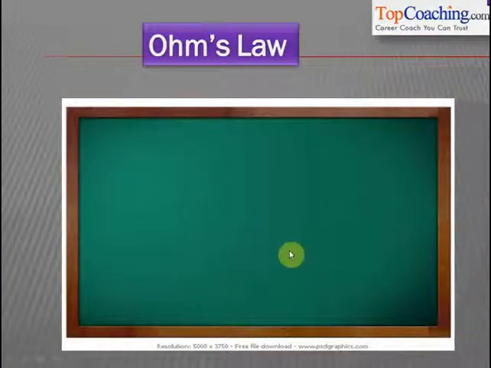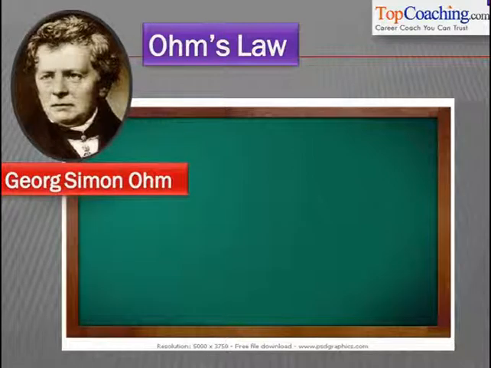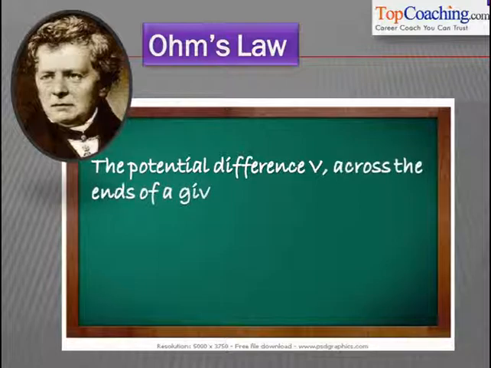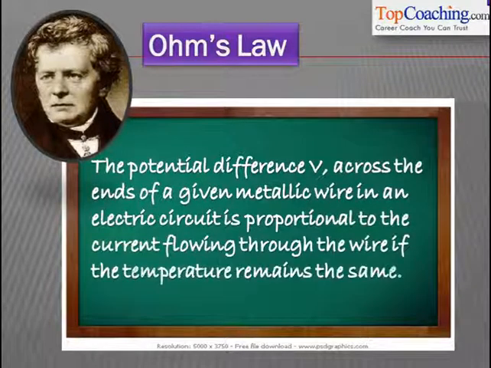First of all, what is it that Ohm's law states? Ohm's law was stated by George Simon Ohm, a scientist. The potential difference V across the ends of a given metallic wire in an electric circuit is proportional to the current flowing through the wire if the temperature remains the same. This is what Ohm's law states. Now what does this statement mean?